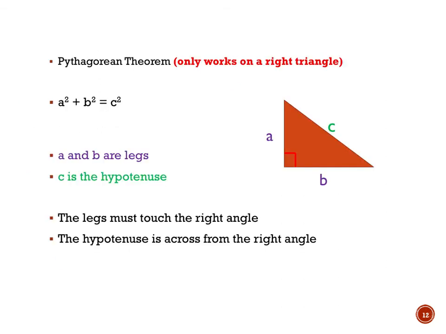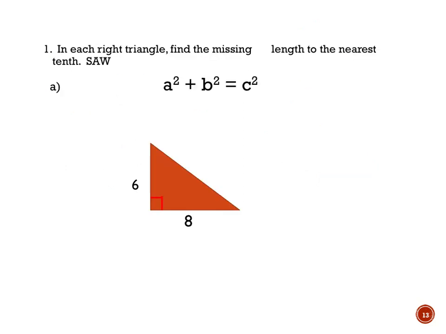Pythagorean theorem. This only works on right triangles. Remember, a right triangle has a 90 degree angle. A squared plus B squared equals C squared. A and B are the legs, so these are your legs, and C is the hypotenuse. The legs must touch the right angle, and the hypotenuse is across from the right angle. So you see how it's across right here, and the legs touch the right angle.